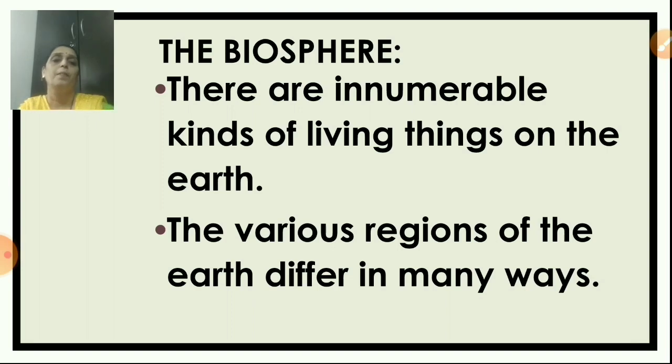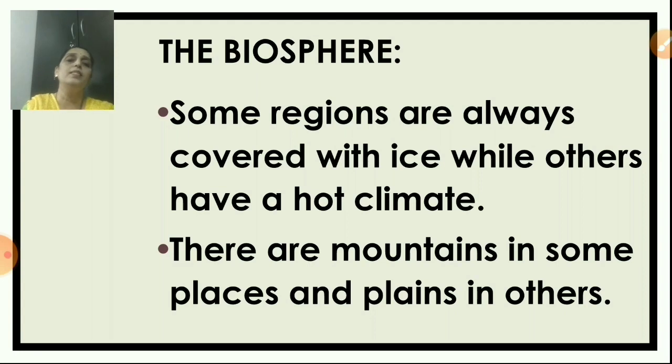Now the next. Some regions are always covered with ice, while others have a hot climate. There are mountains in some places and plains in others. This means, students, some regions have a hot climate and some have snowfalls, meaning cold climate. Because of unevenness of landforms, there are mountains in some places and plains in others.